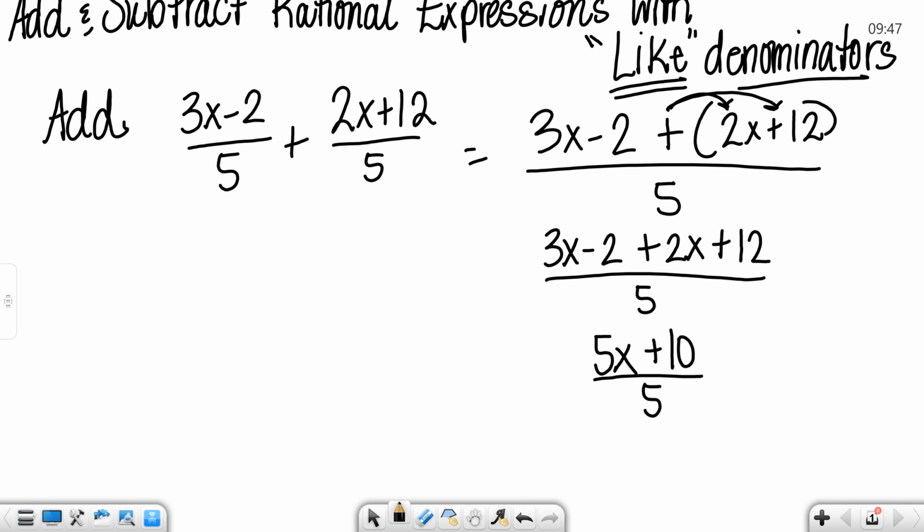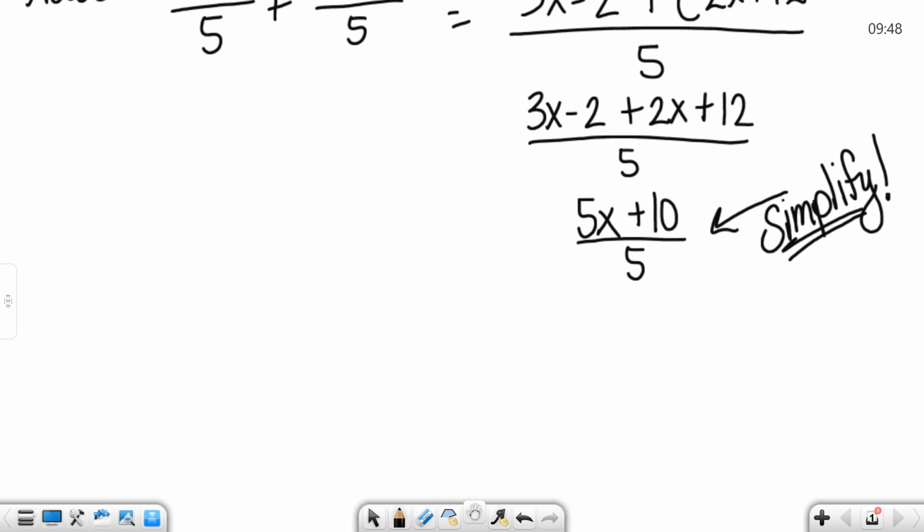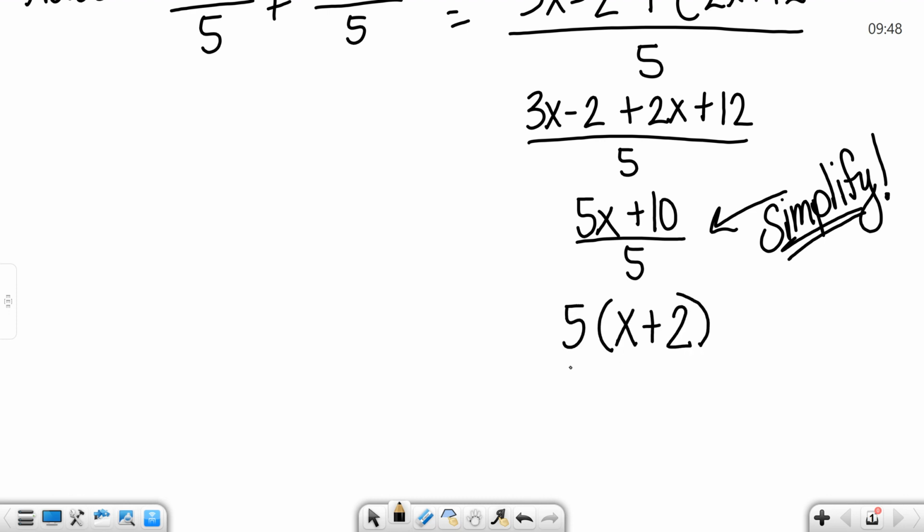Now, you cannot put this in my math lab. From here, you must simplify. Okay? Now, in order to simplify, we have to use what we've learned in Chapter 6 about factoring. All right? So in order to simplify, we're going to use our factoring skills. The numerator has a greatest common factor of 5. So we factor that out.